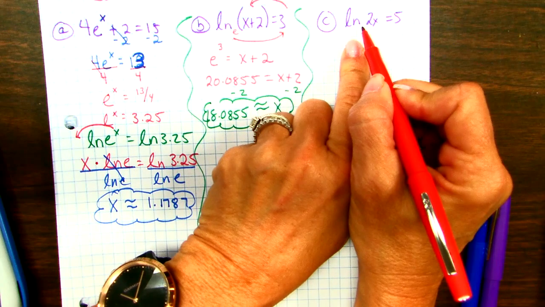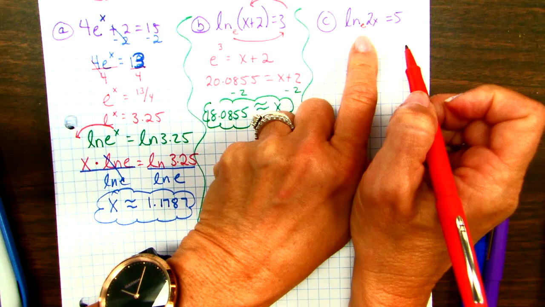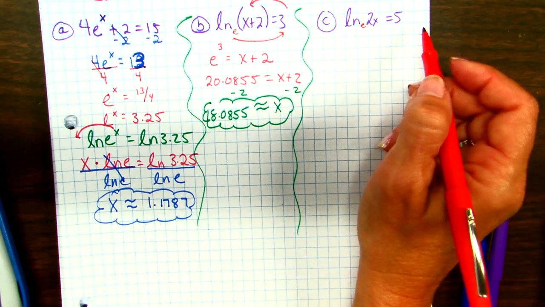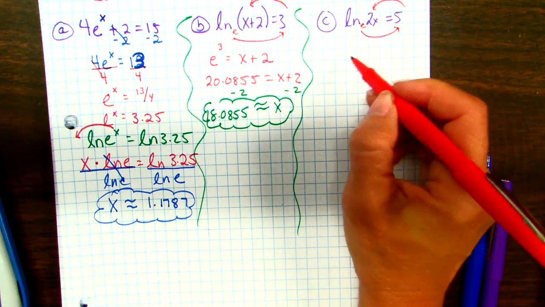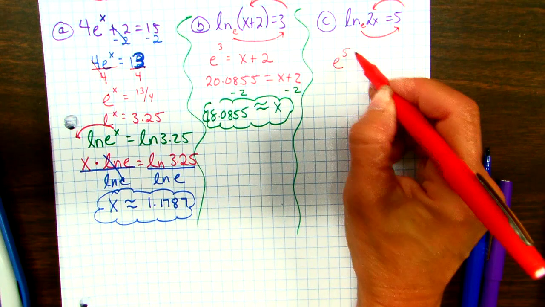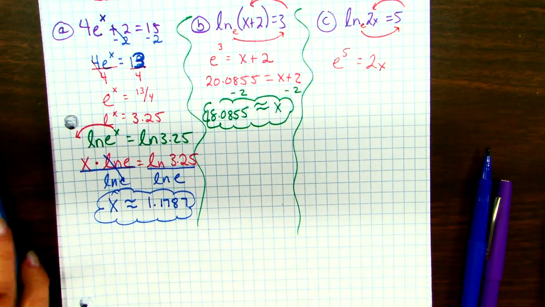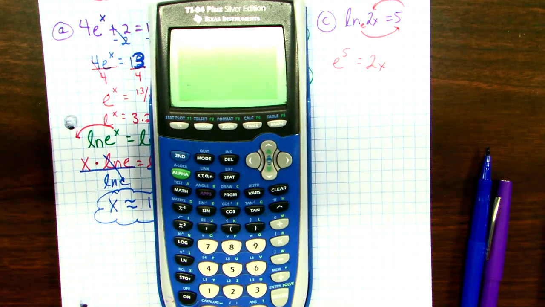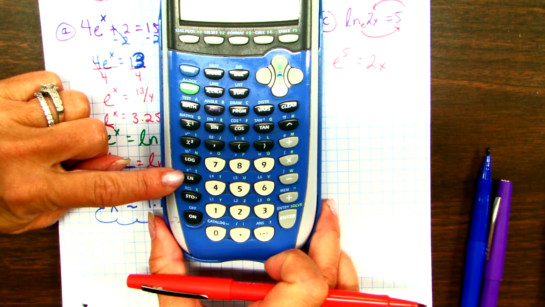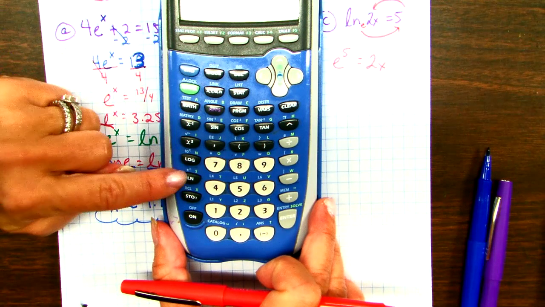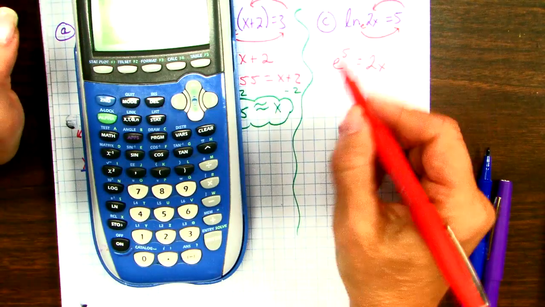Okay? Here again is just like this one. We have a base e. You'll never see it written there. We just know that natural log has an e there. Never will it be anything else, ever. So it's e to the 5th equals 2x. So, again, e to the power of x is above the natural log button. Know where it is now. e to the 5th.